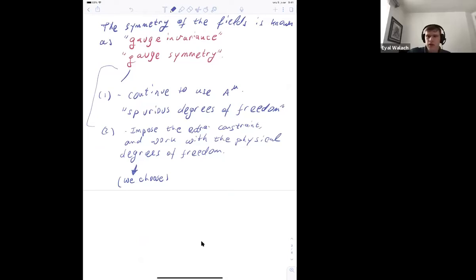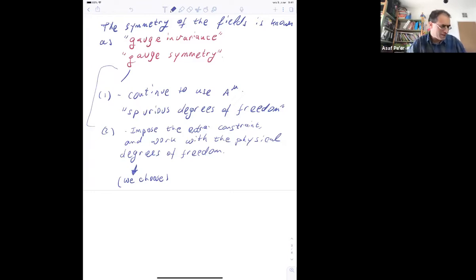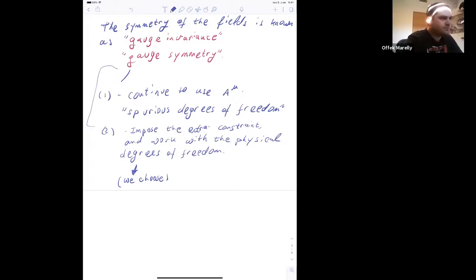Asaf? Yes. Can't we impose a constraint that is by itself Lorentz invariant? Well, the system is still Lorentz invariant, but you don't see it right away from the equations once you impose this extra constraint. You'll see it. Everything is still Lorentz invariant, but you just don't see it right away. Okay, let's see that.